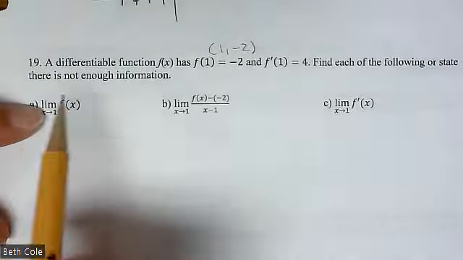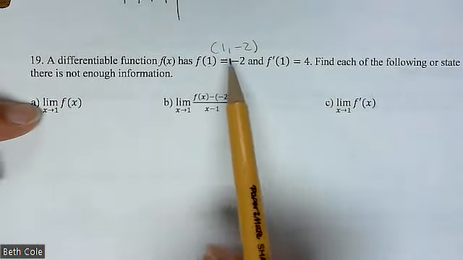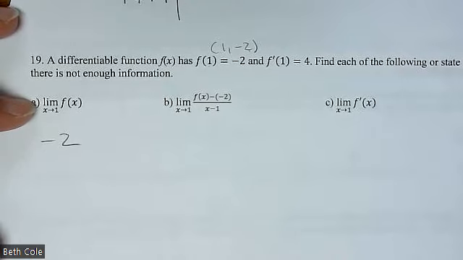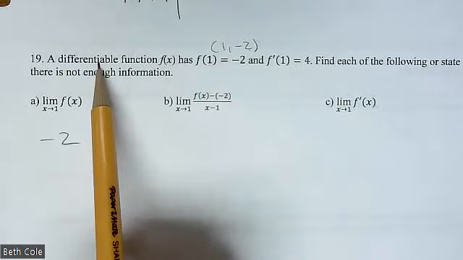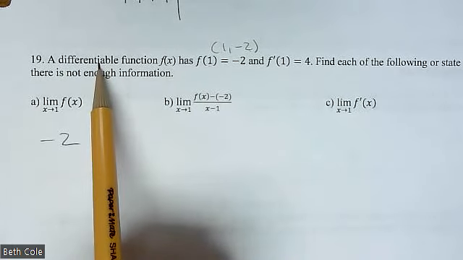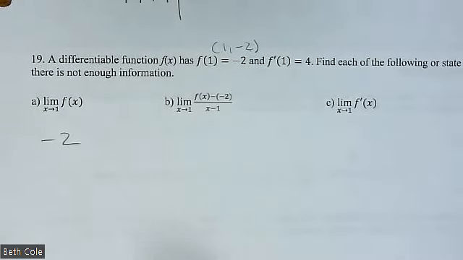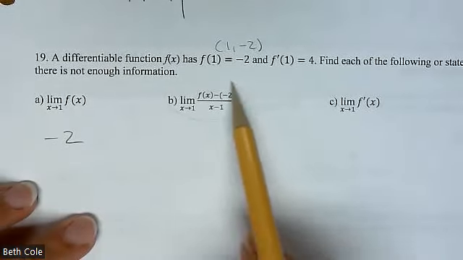Limit as x goes to 1. Well, what's your point at 1? -2. And I know that the point and the limit agree because it says it's differentiable, and that means it's also continuous. So the point is at -2, but that means the limit's also at -2. What does this mean?